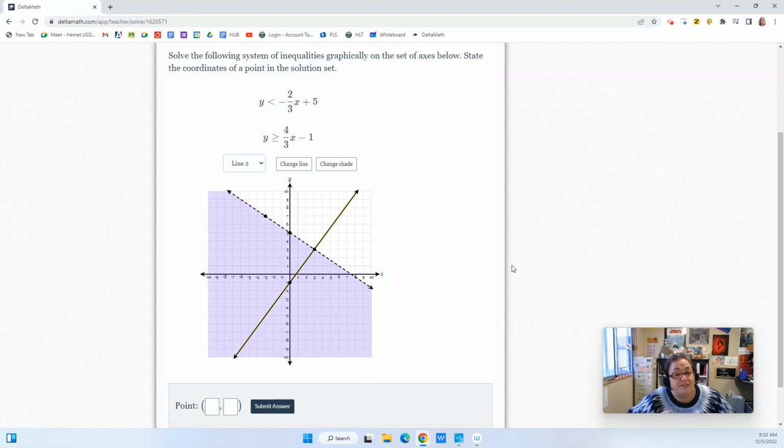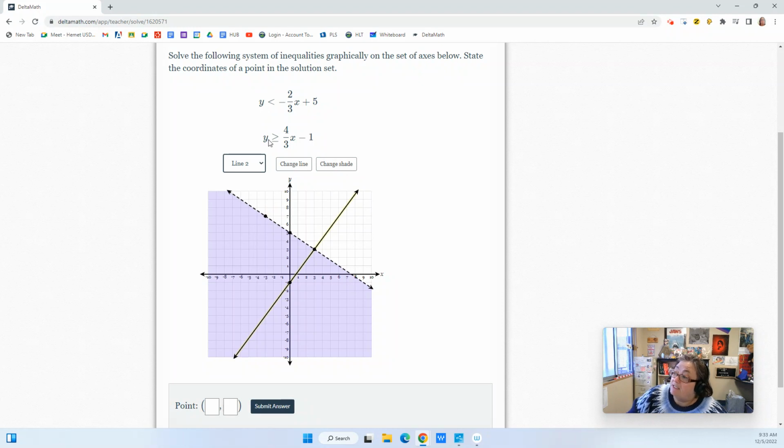Now this line for us is going to stay solid because it does have that equal to line underneath it. And you can see here now it brings up line 2, the second one that I graphed. So if that's the one I want to change something on, it's good. If I want to go back and change line 1, I can select line 1, right? But we are working on line 2. And we know the graph is right. We don't need to change the line. So we are going to go ahead and we're going to change the shade.